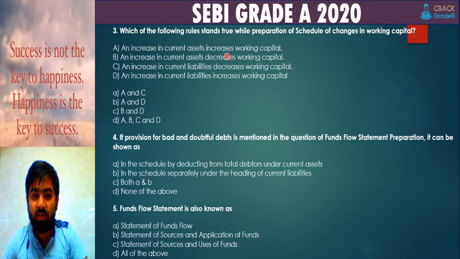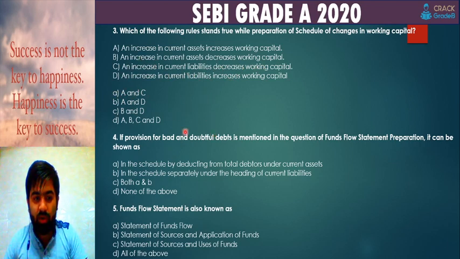Increase in current assets. First of all, what have we learned? Current assets have a direct relationship with working capital, and current liabilities have an inverse relation with working capital. So increase in current assets, increase in working capital, right? Increase in current assets, decrease, no, not right. Increase in current liability, decrease in working capital, right? So the right answers are A and C, which is A, right?